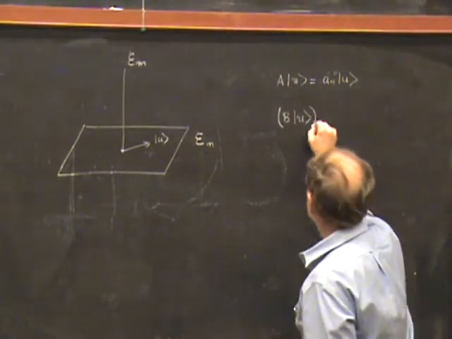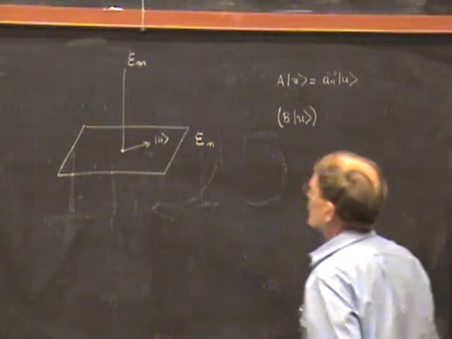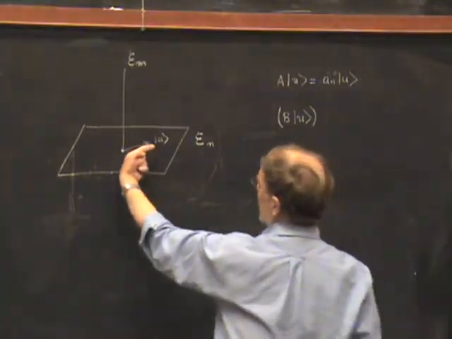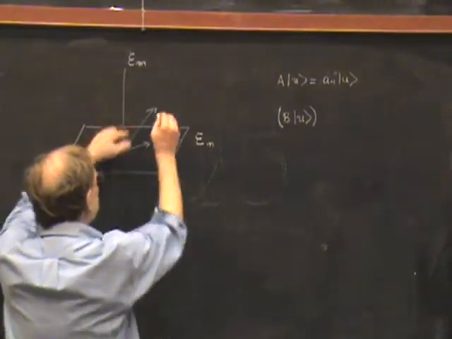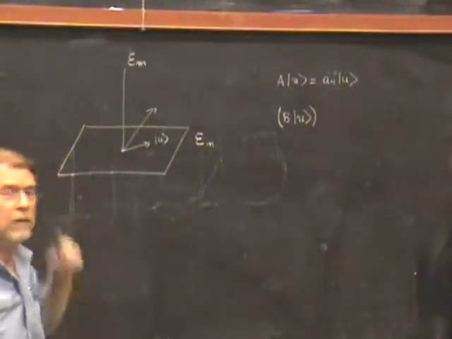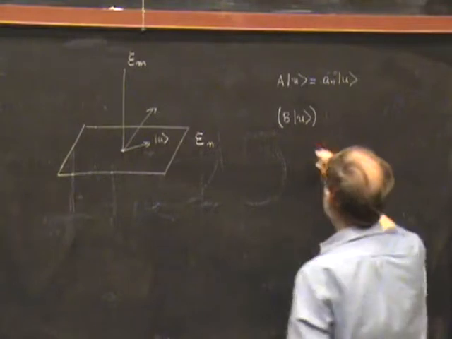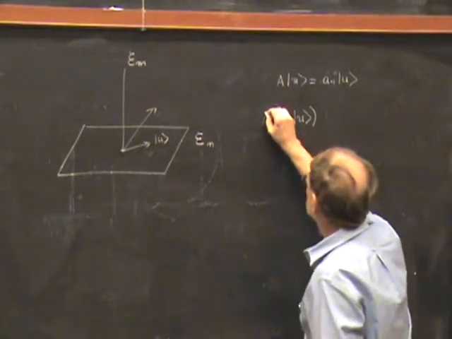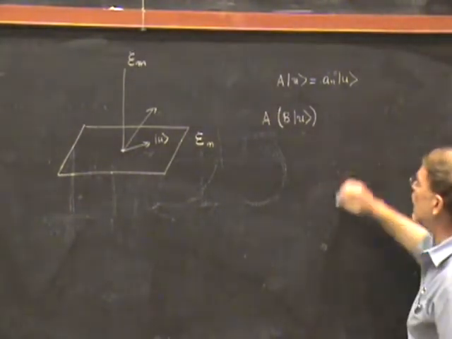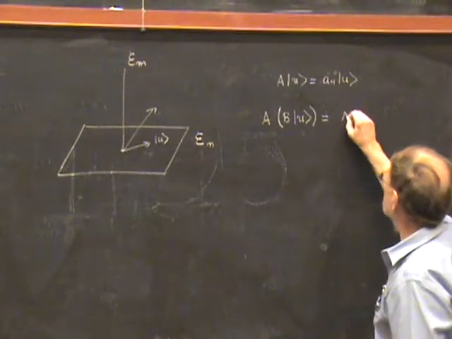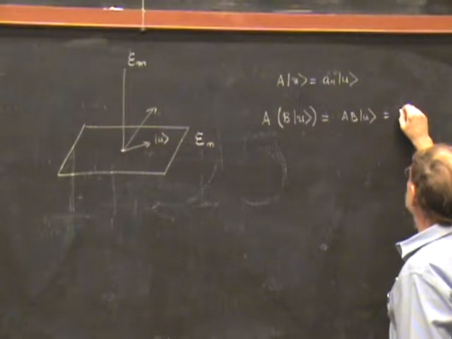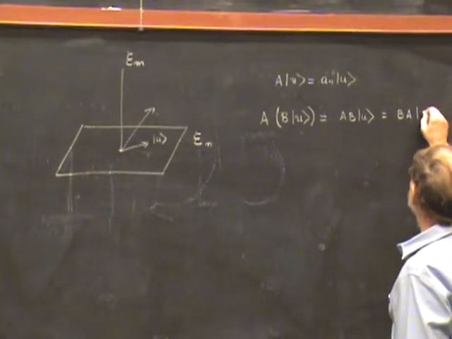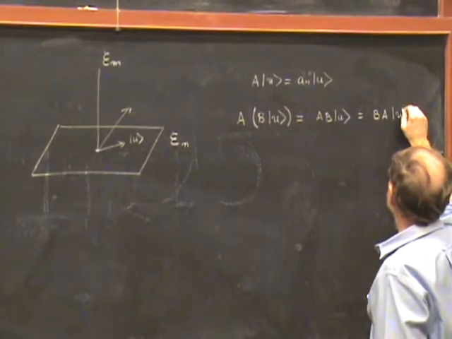So, in particular, B is going to act on this vector. What will it do? Could it possibly lift it out so that it sticks out of the space somehow? That's the question. The answer is no, because if I take Bu and I let A act on it, this is, of course, the same thing as AB acting on u. But because B and A are assumed to commute, that's the same thing as BA acting on u.